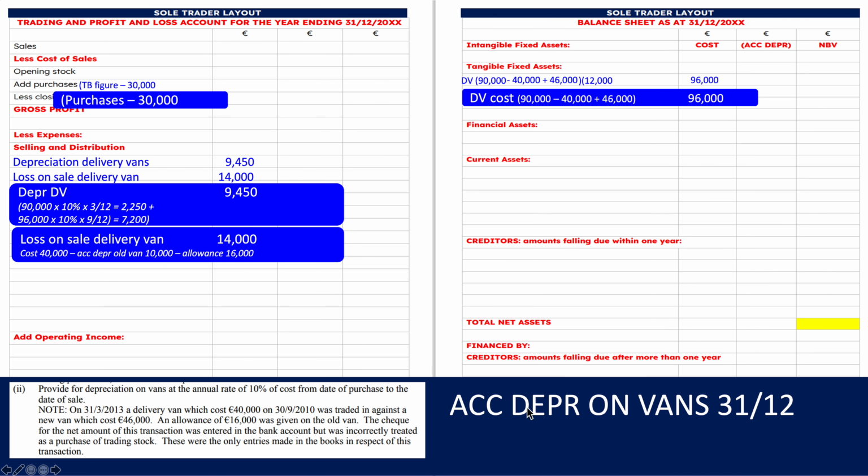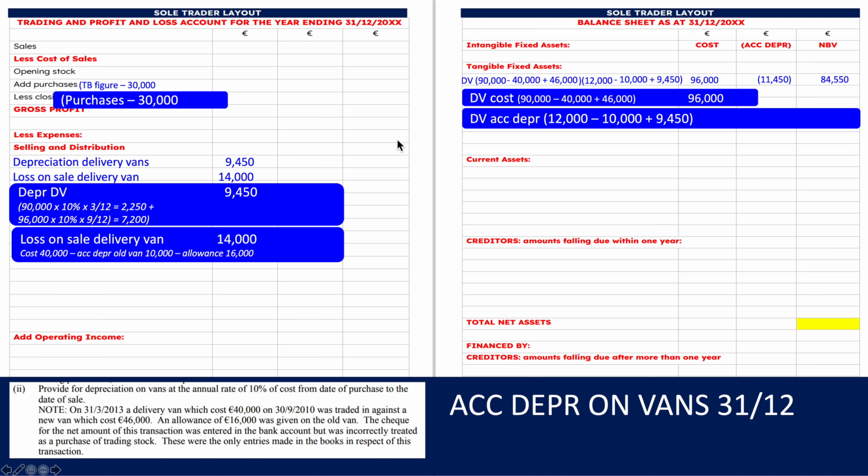Okay. Then our last thing to do, accumulated depreciation of vans. So when we get rid of a van and we have the depreciation charge for the year, we are going to have three figures in this second bracket here. So we take away the accumulated depreciation on the old van, which was €10,000, and we add the depreciation charge for the year, which is 9,450. In total, that's €11,450. So the cost is 96,000. The accumulated depreciation is 11,450, and net book value 84,550.